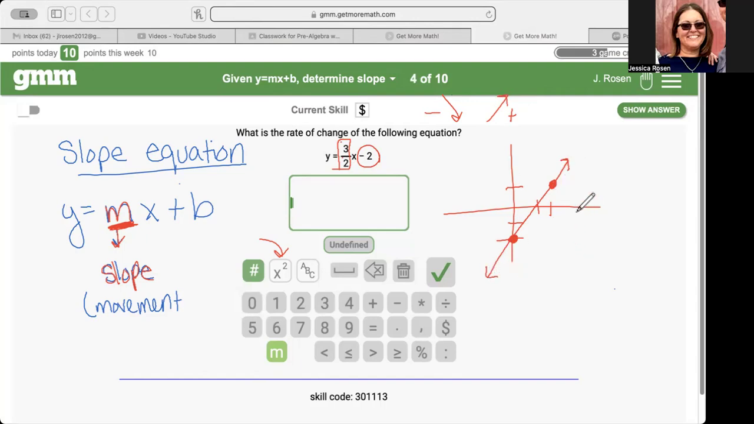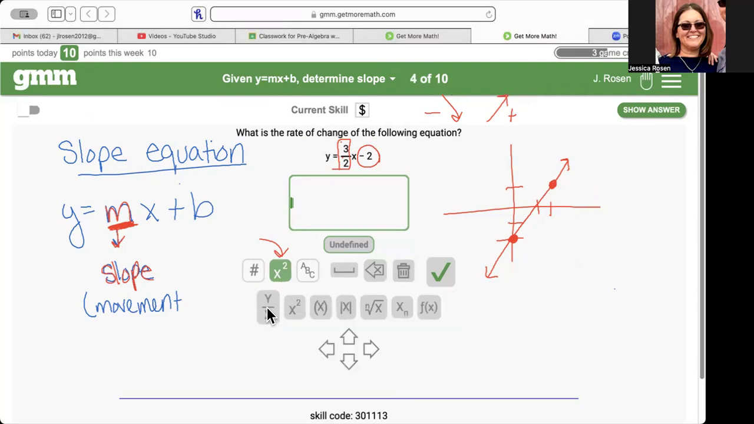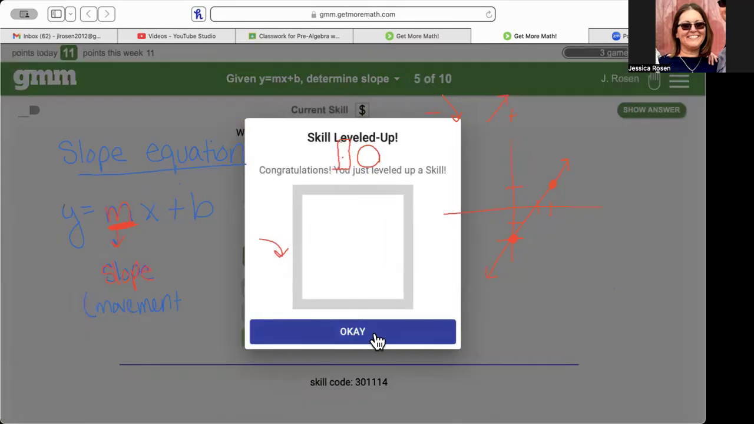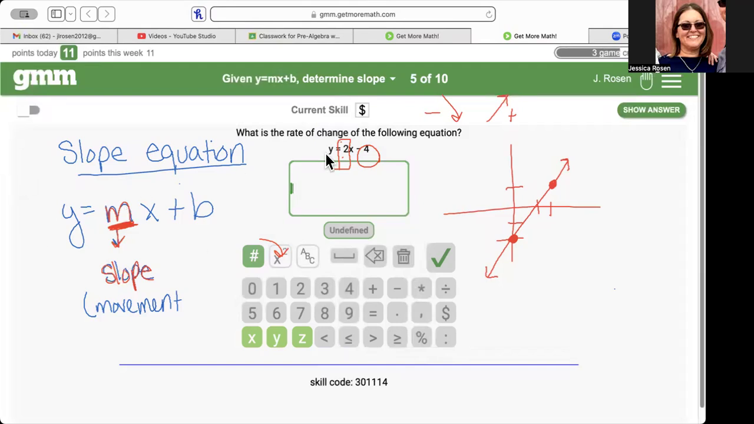Pretty simple if you already kind of get it. But right now, all you need to know is go hit the fraction button right here, the y over x, and type in 3 over 2. That is our slope. If you need any more help, let me know. But slope, when it's in this function or equation, is literally the number in front of the x. That is your slope.